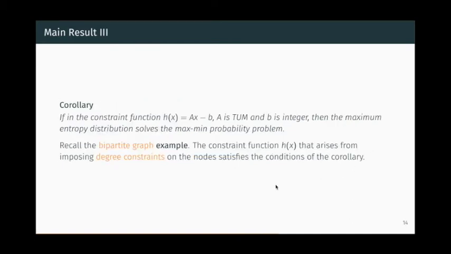So we have the corollary of our theorem, and it says exactly what I was saying before, that if A is TUM, and also we have to impose that B is an integer vector, then the condition of the theorem is satisfied, and it means that the maximum entropy distribution is the same as the max-min probability problem. And this TUM condition might seem too stringent at first, but then it turns out that in the bipartite graph case, which is the example that we always have in mind, this condition is satisfied. And so it means that in the graph case, both distributions, the maximum entropy distribution and the max-min probability distribution, are the same.